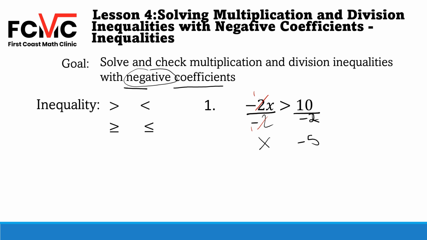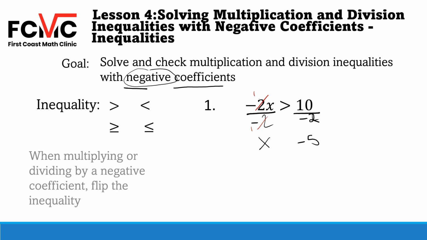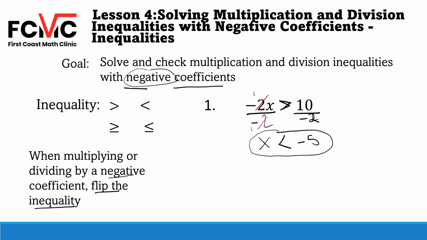Now, the rule that we have to pay attention to, because we're dividing by a negative, is whenever we multiply or divide by a negative value, we need to flip our inequality. Okay? So instead of this being greater than, our inequality is going to become less than. So we've got x is less than negative 5 as our solution. So that's going to be our answer. So let's graph this and then go through our check.